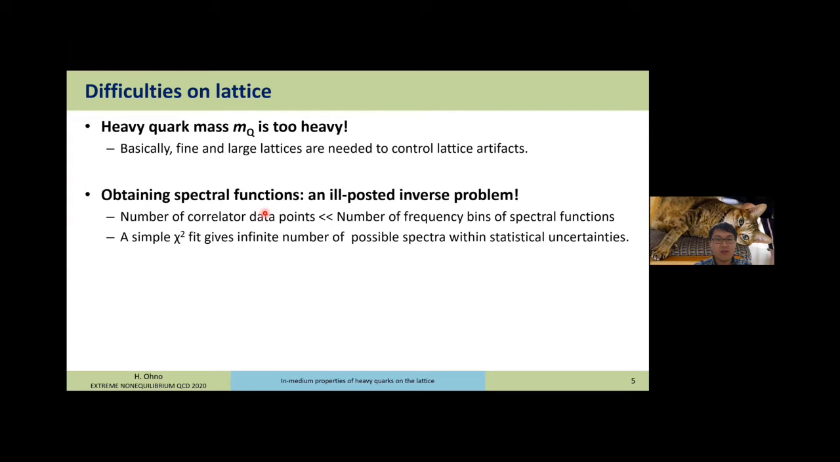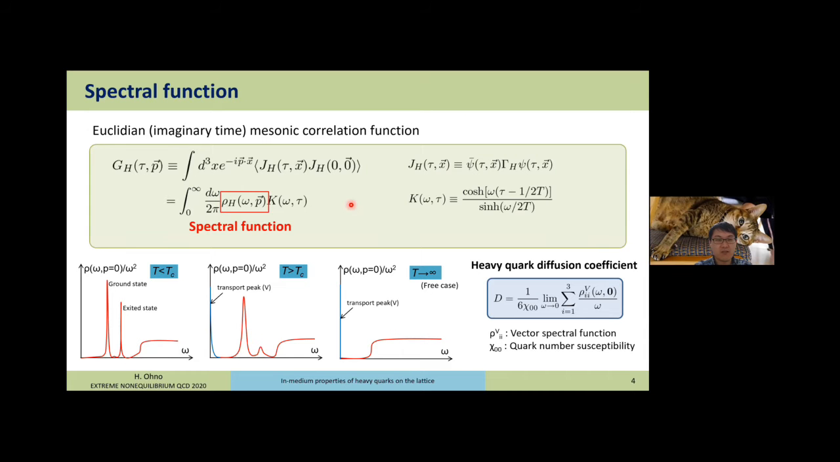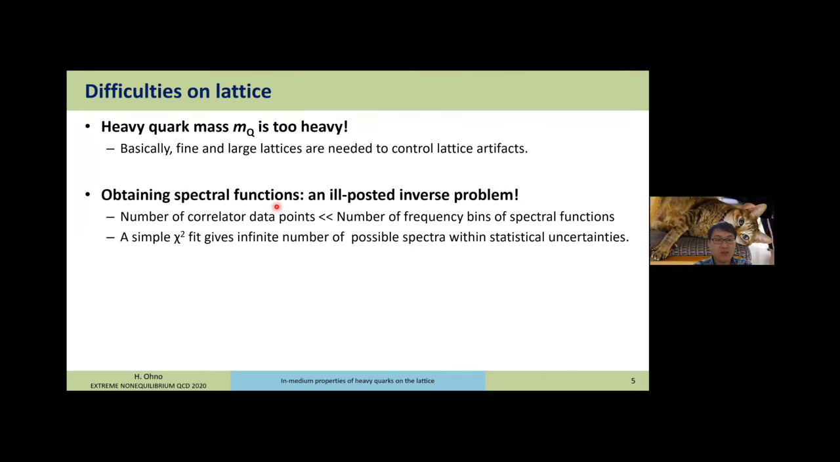Also, obtaining the spectral function is very tough, because this is the famous inverse problem. As I said, the spectral function is hidden in the Euclidean correlation function, and what we can only calculate on the lattice is the Euclidean correlation function itself. So one needs to solve some kind of inverse problem. Unfortunately, what we can get from the lattice simulation is a limited number of data points of the correlation function.